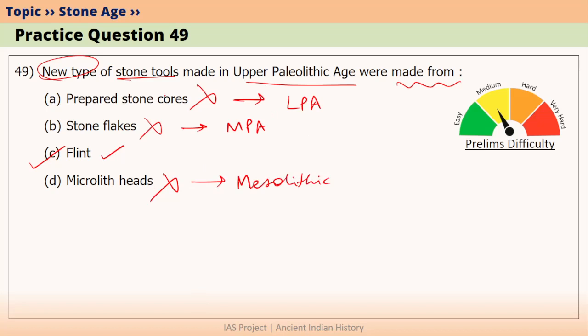Please observe here that prepared stone cores as well as stone flakes were also used to make stone tools in Upper Paleolithic age. But the question is asking new type of stone tools that were made in Upper Paleolithic age. This means that new type of stone tools were flint stone tools only because flint stone tools did not exist in Lower Paleolithic and Middle Paleolithic age. This is also a medium level question.